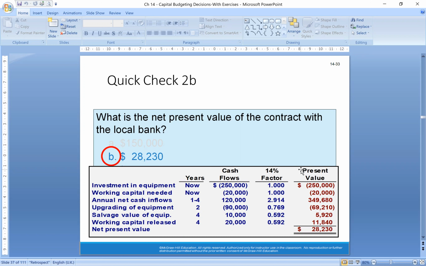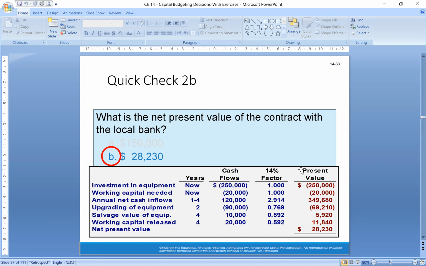Salvage value of the equipment will be received one time after 4 years. So 10,000 multiplied by a factor from table 1, this equals 5,920. Again, the present value of the 10,000 today is 5,920, not 10,000.